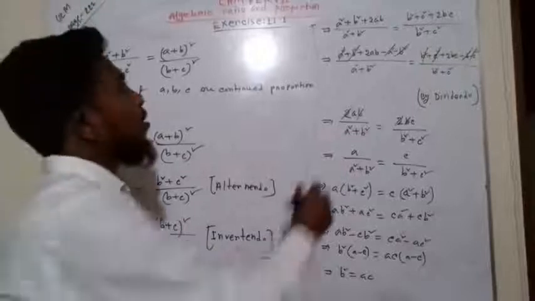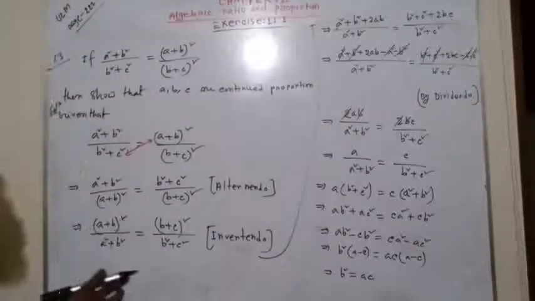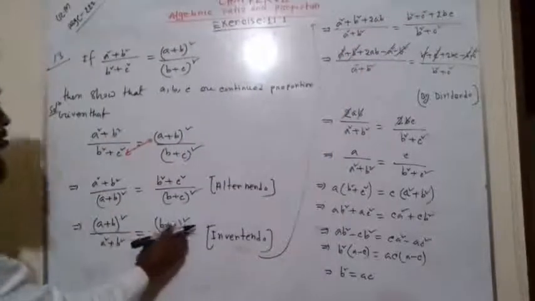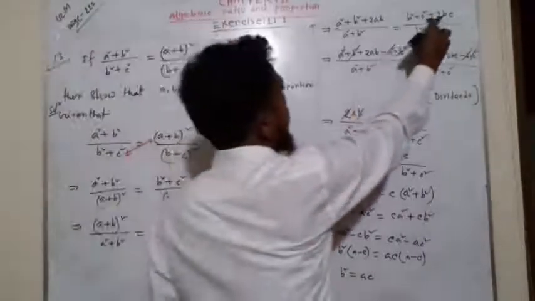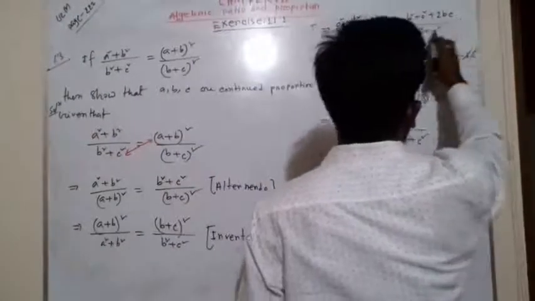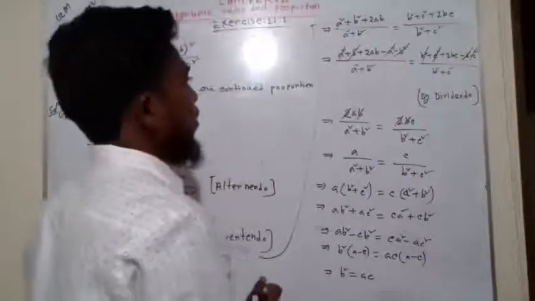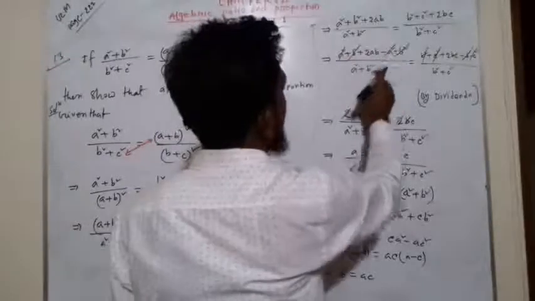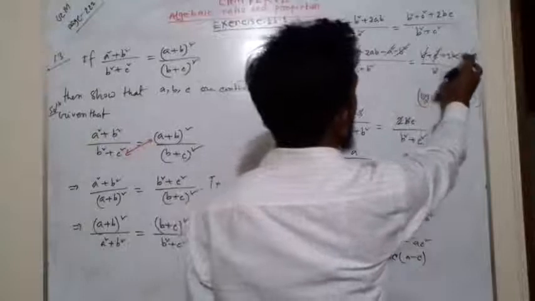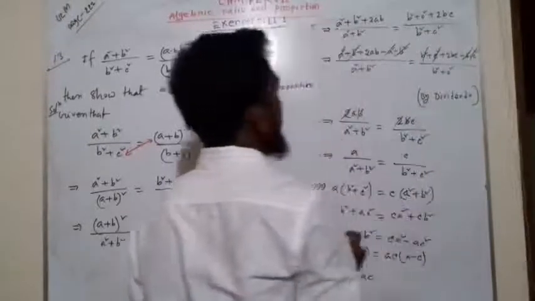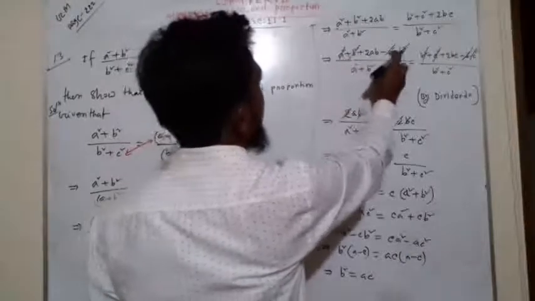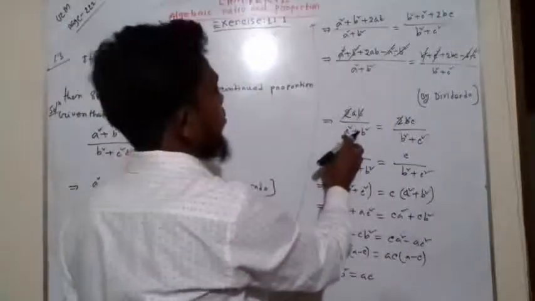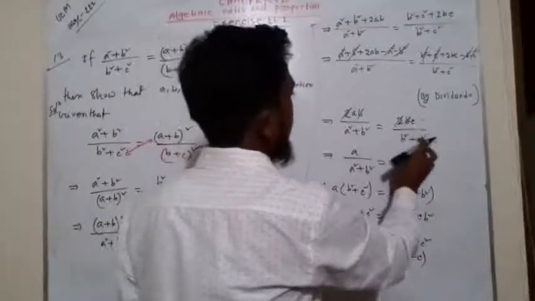Now we can write a plus b whole square, that means a square plus b square plus 2ab divided by a square plus b square. Here b plus c whole square, that means b square plus c square plus 2bc divided by b square plus c square. Now applying dividendo, we have a square plus b square plus 2ab minus a square minus b square equal to b square plus c square plus 2bc minus b square minus c square. Now cancel a square and b square, and cancel b square and c square. Then we can write 2ab divided by a square plus b square equal to 2bc divided by b square plus c square.